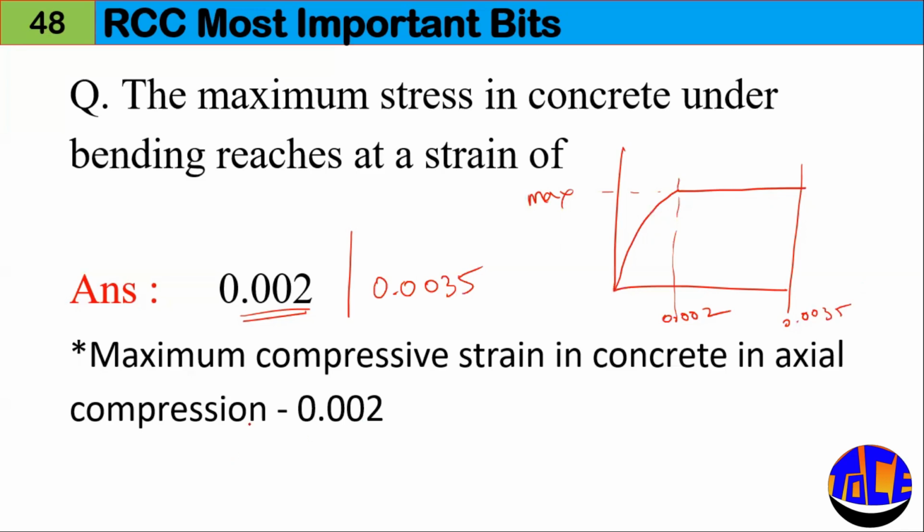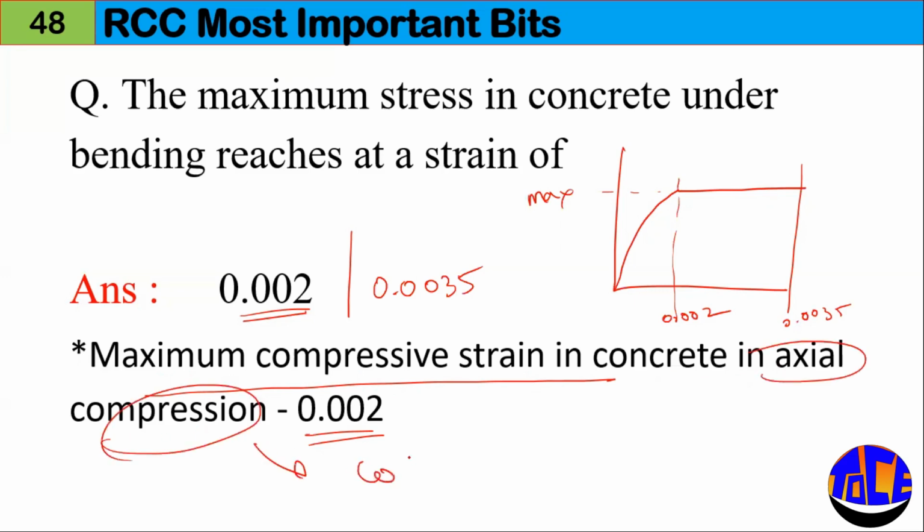This question may also be asked in another way, that is, maximum compressive strain. The maximum compressive strain in concrete in axial compression is 0.002. Axial compression here means columns. So he may ask what is the maximum compressive strain in columns. In columns, the maximum compressive strain is 0.002.